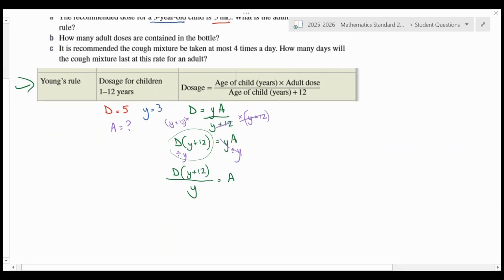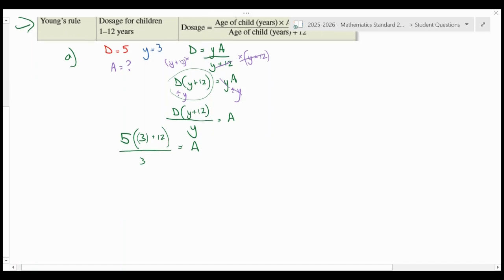So that's our formula. We've written down what we know. The next thing to do is we're going to substitute in. I should say this is question A. So instead of D, we have a 5. Instead of Y, we have a 3 plus 12 over 3. Now I've done my normal thing and I've substituted in with the number in brackets. It's a 3, so it doesn't really matter, but we'll do it anyway. So our next step, we're going to have 5 times 3 plus 12 is 15, all over 3 equals A. 5 15s are 75, over 3 equals A, and you divide that, that is 25.